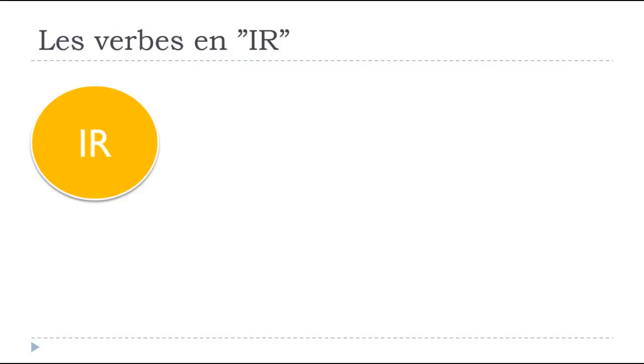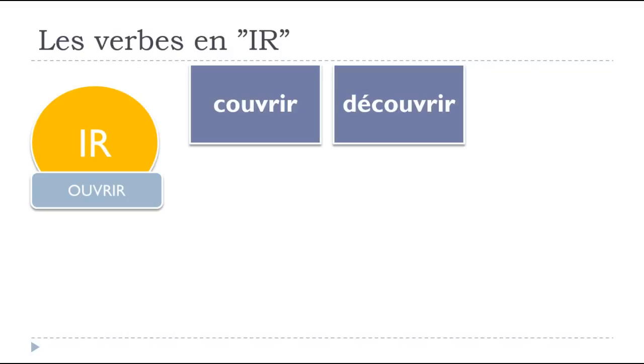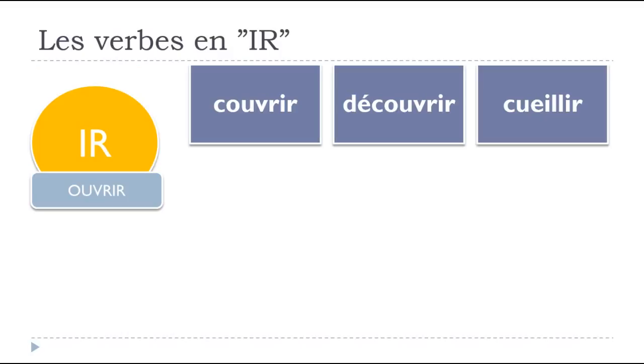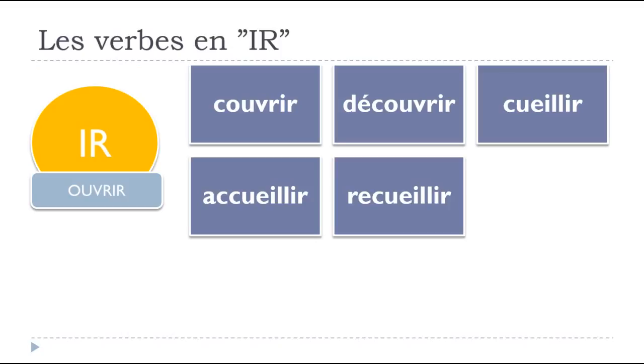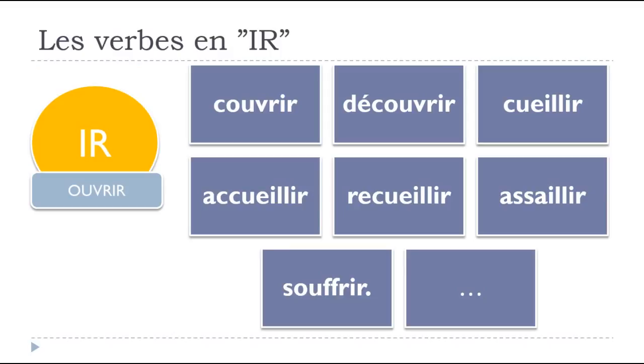So we'll see now a few verbs that will actually be conjugated the same way ouvrir is: couvrir, découvrir, cueillir, accueillir, recueillir, assaillir, souffrir, and a few others. These are the main ones. Couvrir, découvrir, cueillir, accueillir, recueillir, assaillir, and then souffrir. I don't know why there is a little dot here, but don't bother with this.